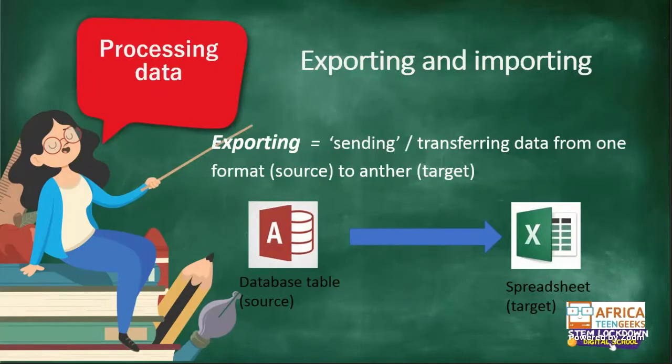Once you have captured that data in Excel, it also needs to then be transferred. Once you've done all of your calculations and all of your charts, that data then needs to be transferred into Access. And this can also be done via exporting. Exporting can be done from Access to Excel and from Excel to Access. And generally what you do in your PAT is you take your data from Excel and you export it into Access.